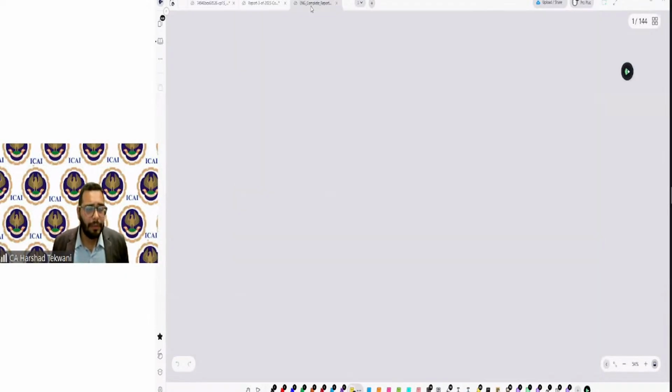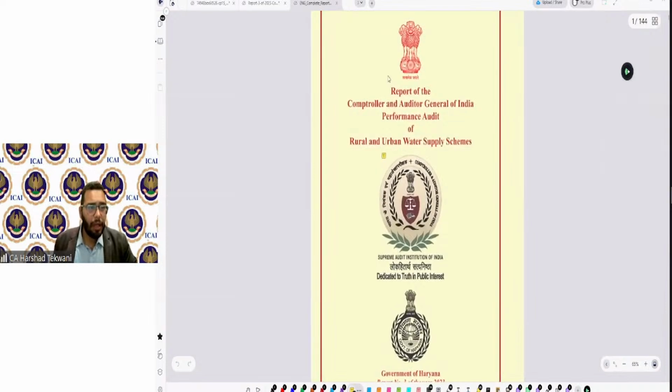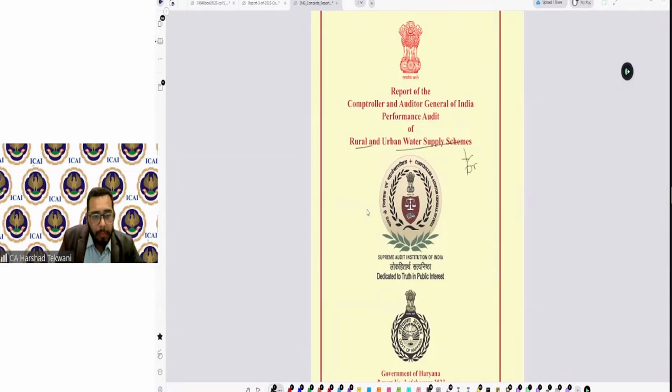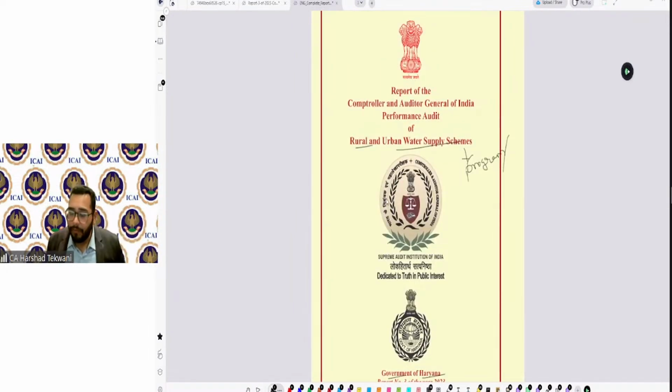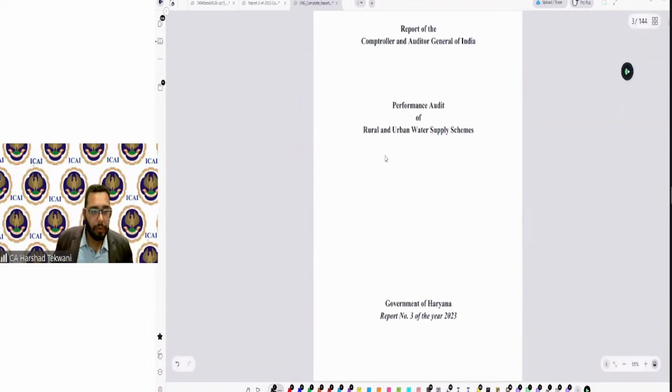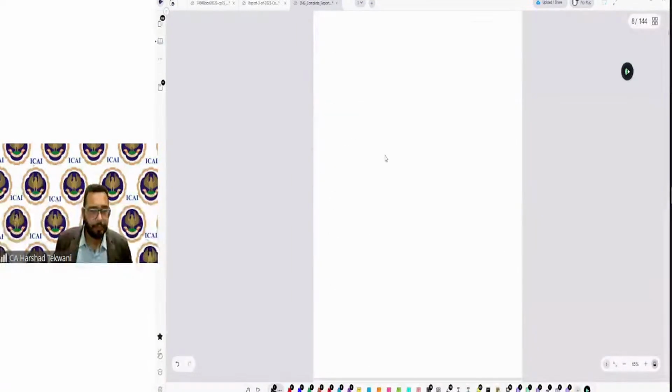Now I have an example where we have a report by CAG, okay, on rural and urban water supply schemes. This is the program, not a government organization. I'm talking about a program or an activity over here. Rather, it's more of a program than an activity, but it's a program which is run by Government of Haryana. Okay, performance audit has been done for this particular program. Now let's understand with an example here.